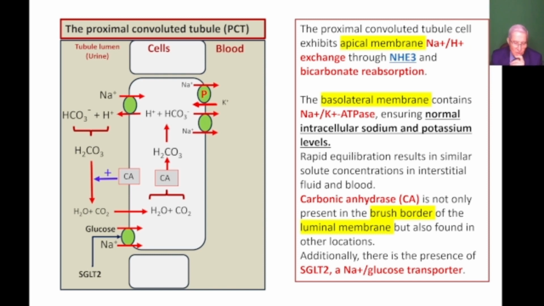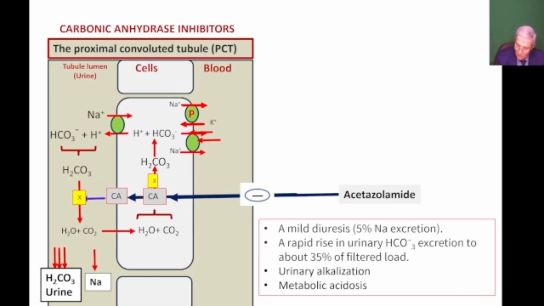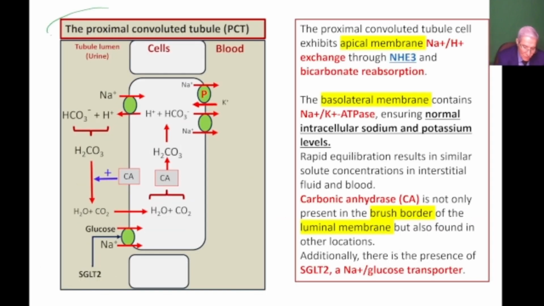Moving to the last group of medication here, we are going to speak about diuretics that affect the proximal convoluted tubules. The proximal convoluted tubules exhibit an apical membrane sodium-hydrogen exchanger, NHE3. This one here. So in the proximal convoluted tubules, we have an exchanger.